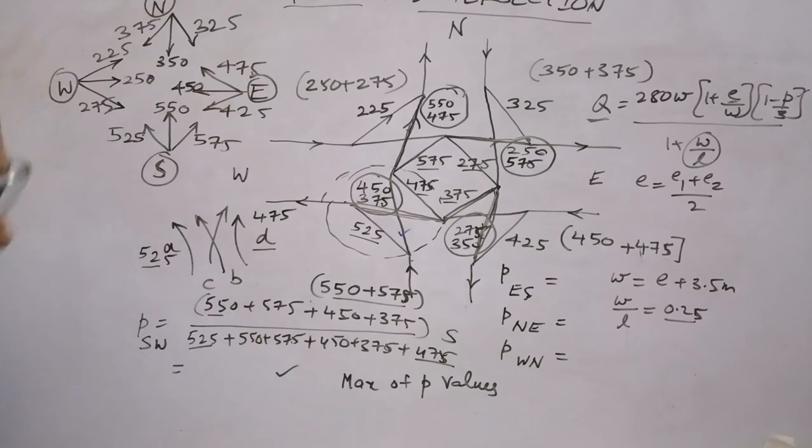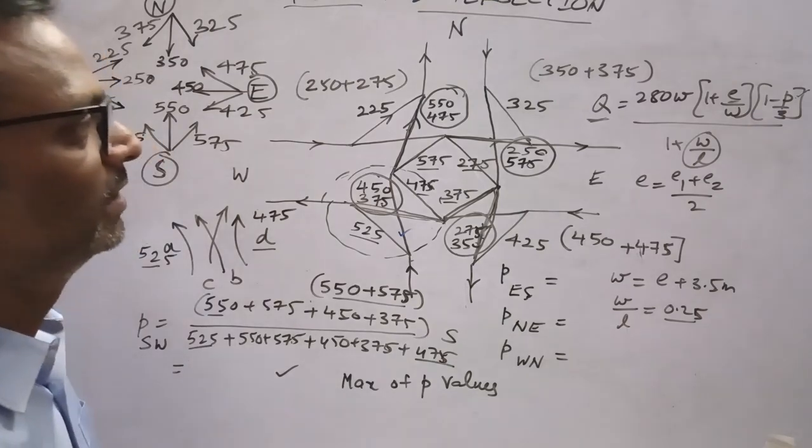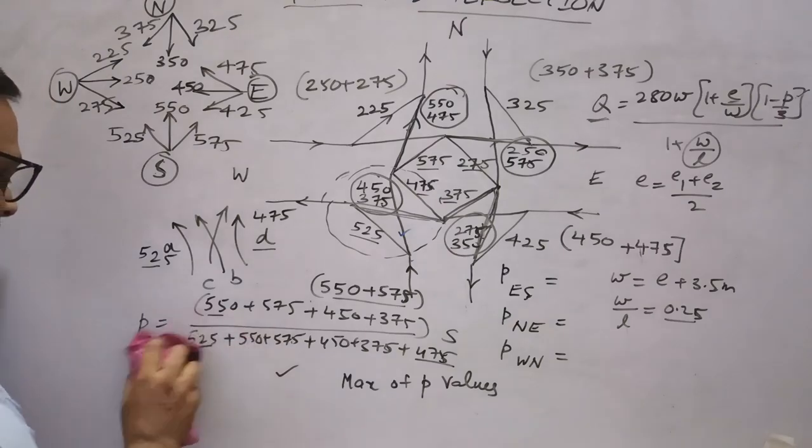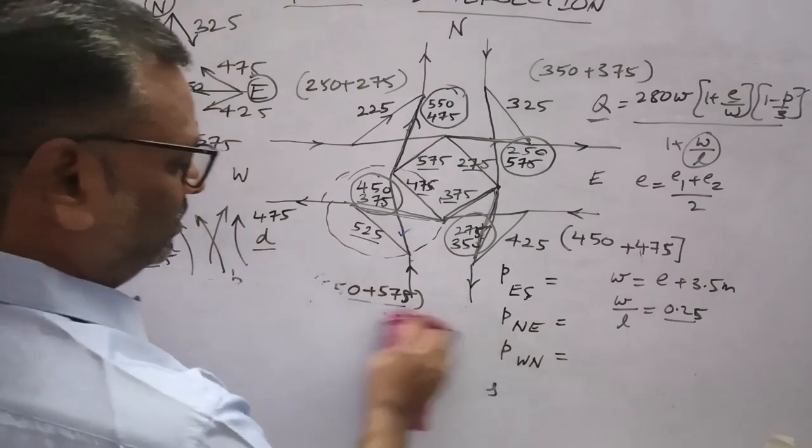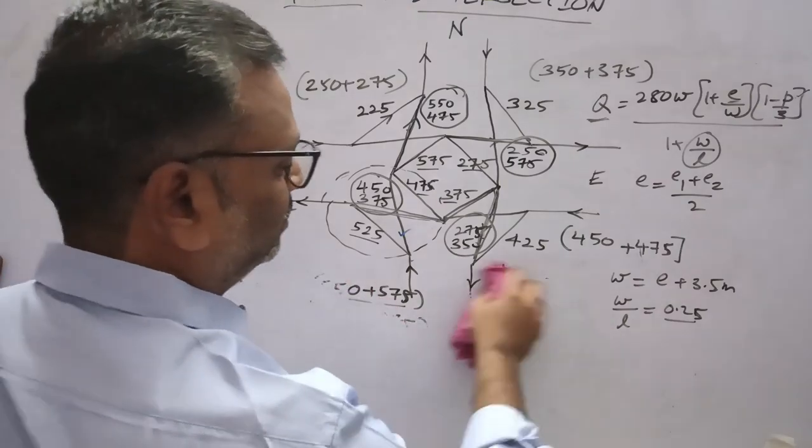Is it clear? And that's it about rotary intersection. Hope you understood the concept. If at all any clarification you need, you can mail me or post in comment section.